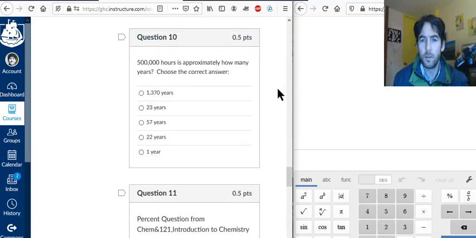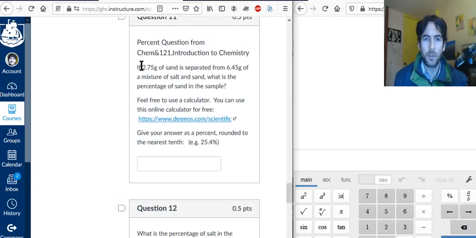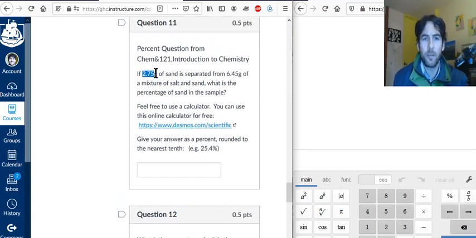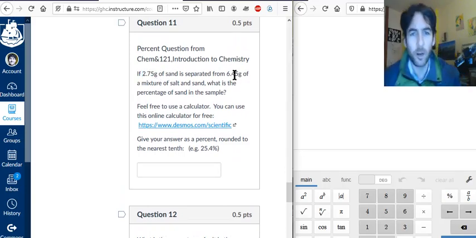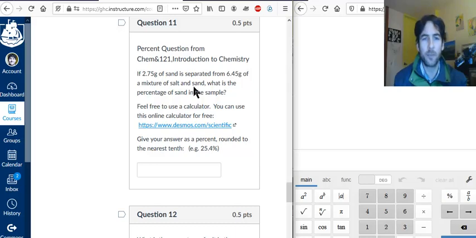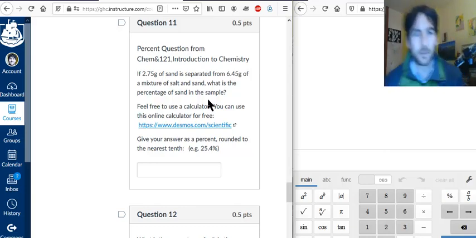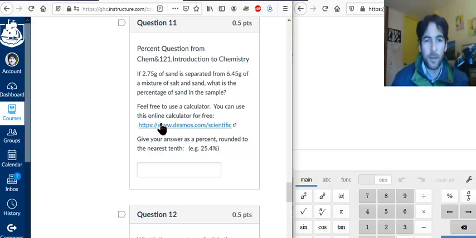So here's the quiz question. If 2.75 grams, G is grams, of sand is separated from 6.45 grams of a mixture of salt and sand, what is the percentage of sand in the sample? Okay. So there's just two ingredients here, sand and salt. That's it. So we have to find the percentage of sand.